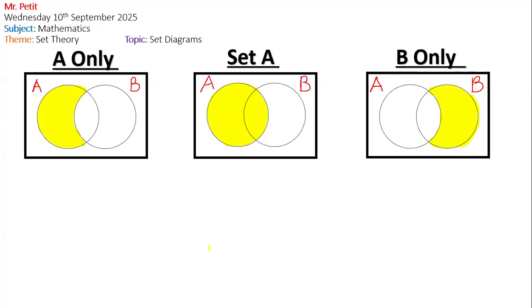All right. So Chai, what's the difference between A and A only? What's the difference between A and A only? Chai, where's Chai? Where's Sion? Yes, sir. What's the difference between A and A only?